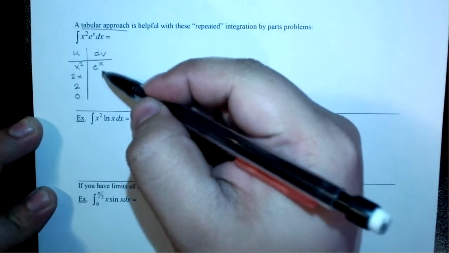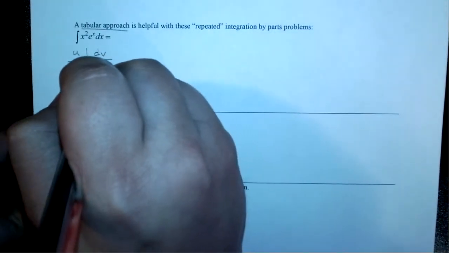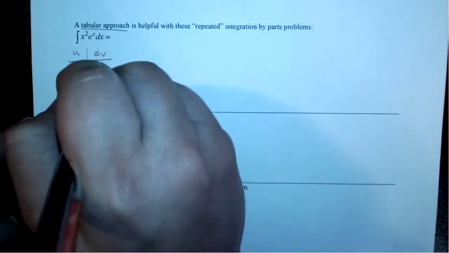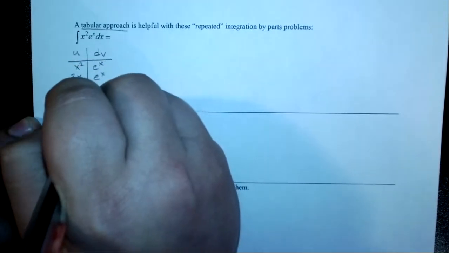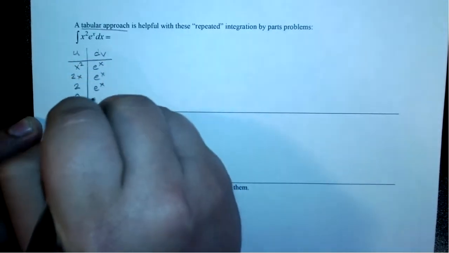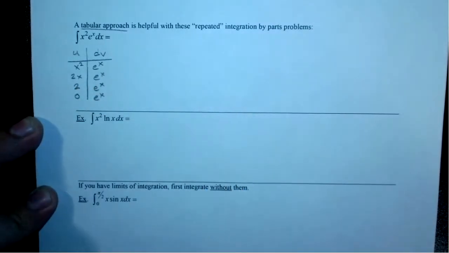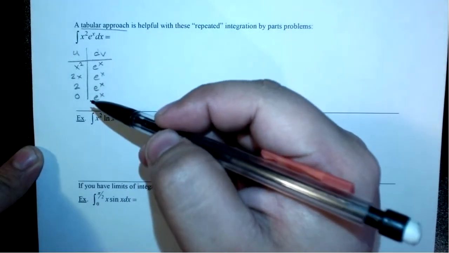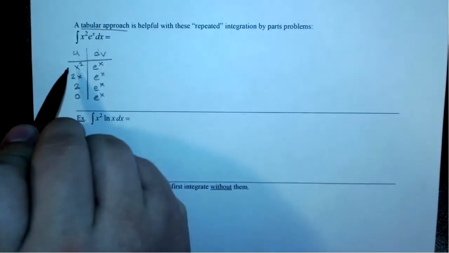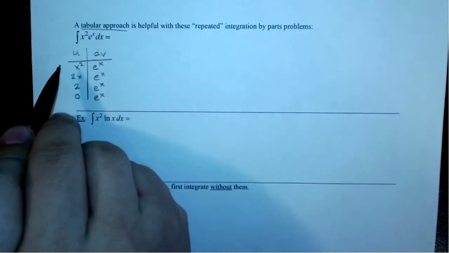Down your dv column, you're going to integrate your function. So e to the x, the integral of e to the x is e to the x, and so on down the column. Okay, so now that you've filled out your chart, you're going to start by placing signs on your u's.